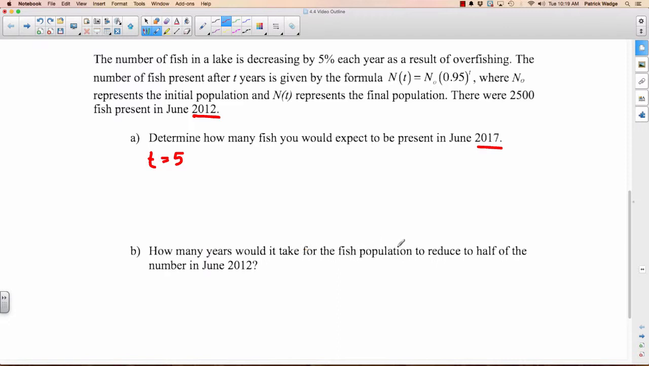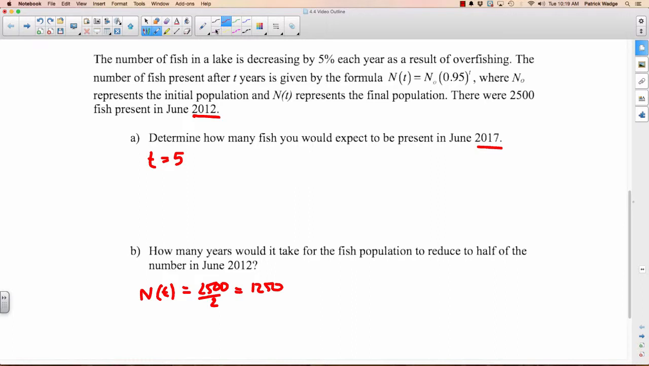So let's see, we're interested in when the fish population reduces in half. So we want to know in this question here, just to kind of set them both up at once, we want to know when the fish population is equal to half of 2,500, and half of 2,500 is 1,250. So let's go to the calculator.